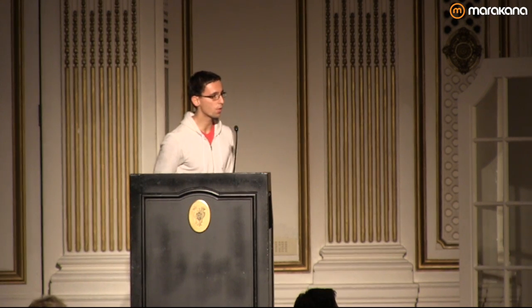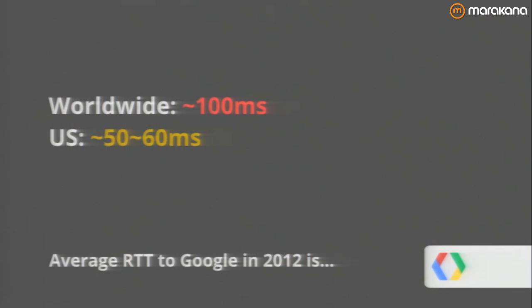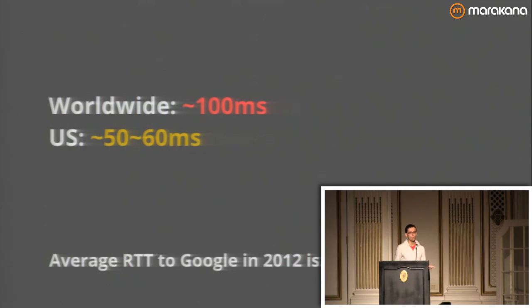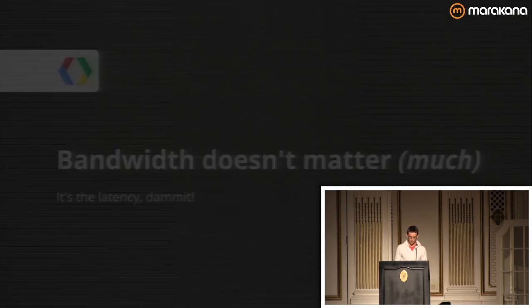Now, at Google, we also measure this and we monitor this data quite closely. And we know that worldwide, the RTT, so the latency to the Google servers, is about 100 milliseconds on average. And within the US, it's 50 to 60 milliseconds. Now, this is data from 2012. The same measurement from a couple of years back also had worldwide at 100, but had the US at 60 to 70. So we've made some progress. We've won back about 10 milliseconds, which is very good news. But nonetheless, that's not enough.